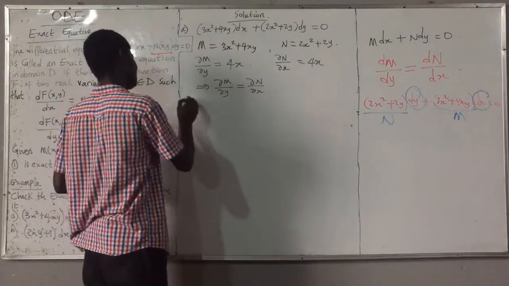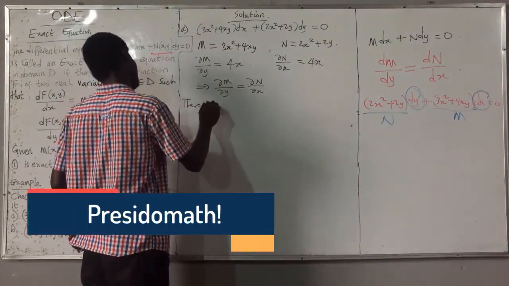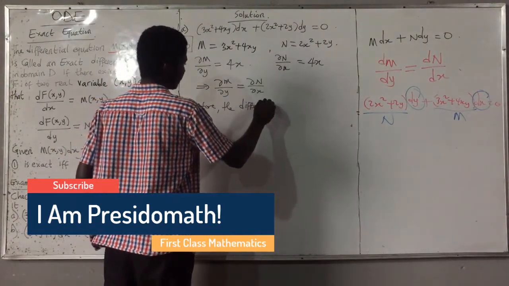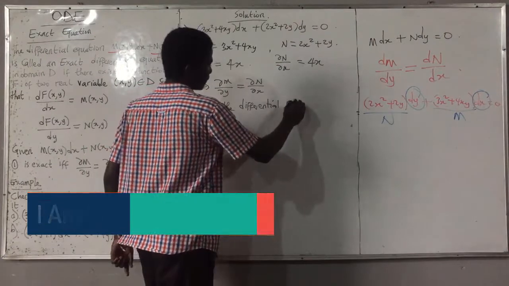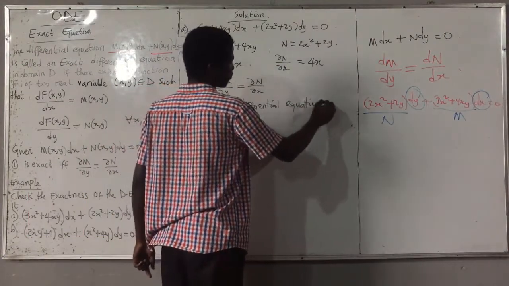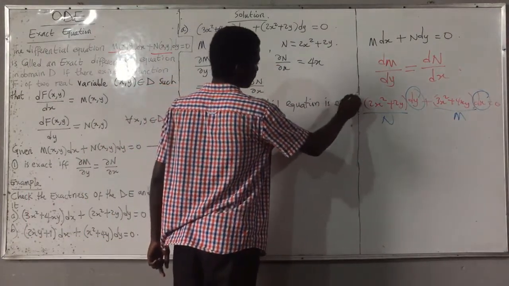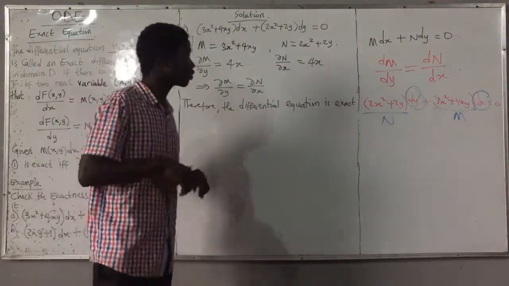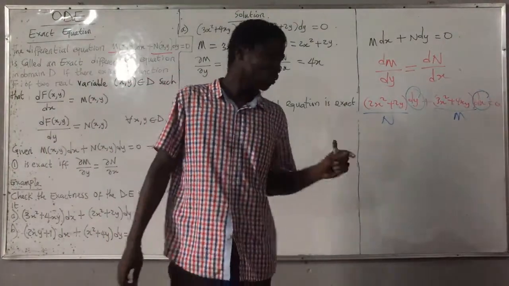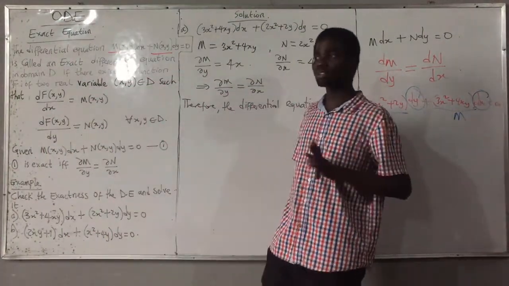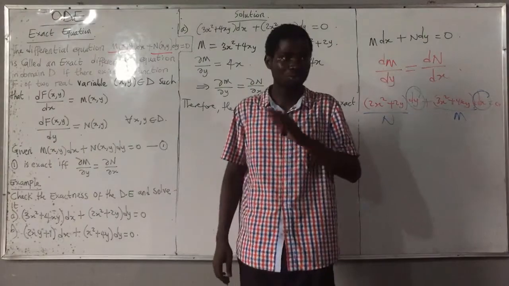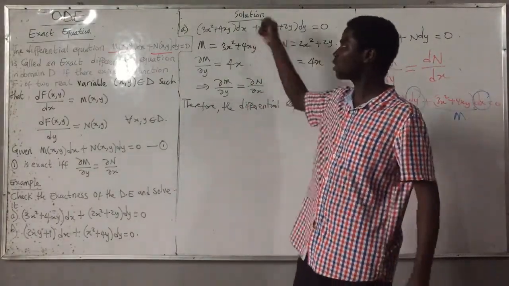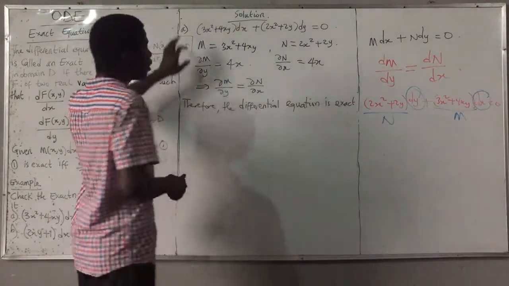Therefore, the differential equation is what? Is exact. Therefore, the differential equation is exact. So that is it. When you are given an exact differential equation, you have to show that it is exact. It is compulsory for you to show that it is exact. So therefore, the differential equation is exact. So what do you do now? Come back here. Come back to the question.